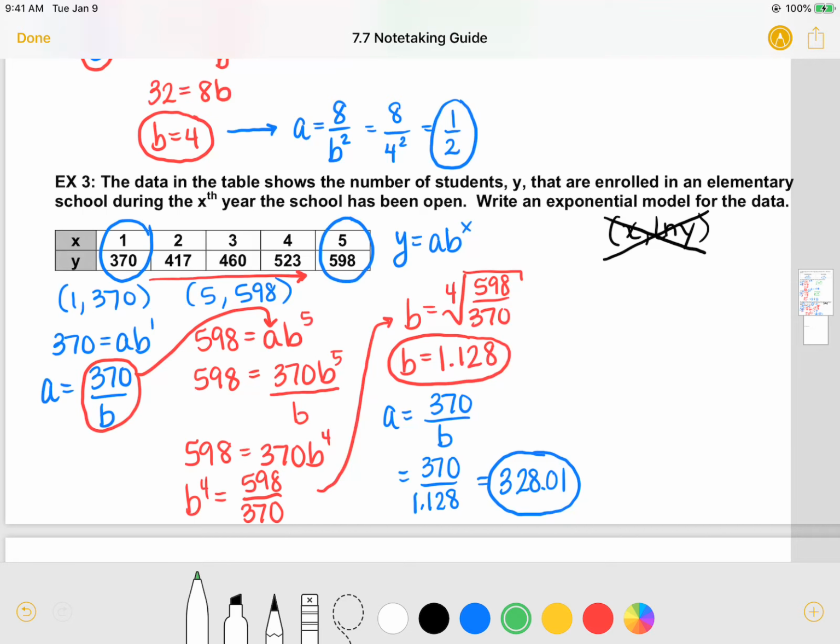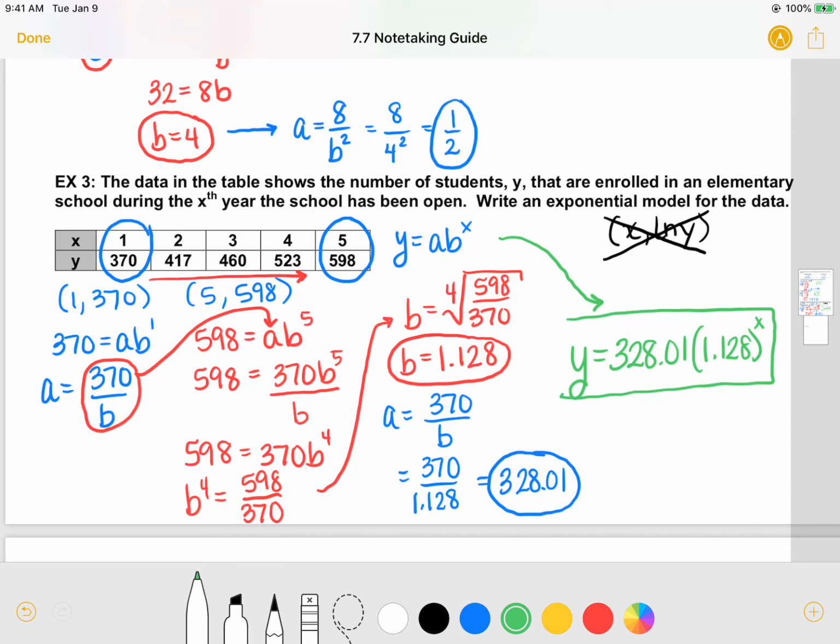So now we can write the function. Once we've solved for A and B, we can write our function as y is equal to 328.01 times 1.128 raised to the x power. So that is our exponential function representing the number of students, y, enrolled in the elementary school x years after it has been open.